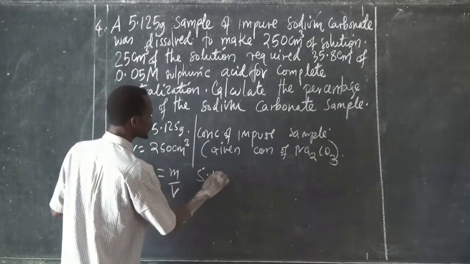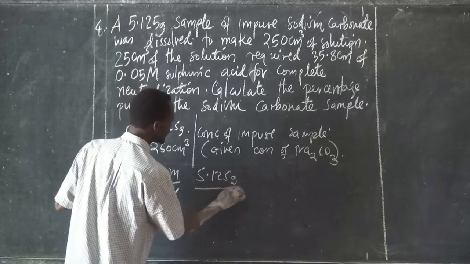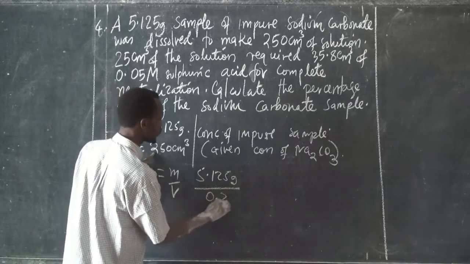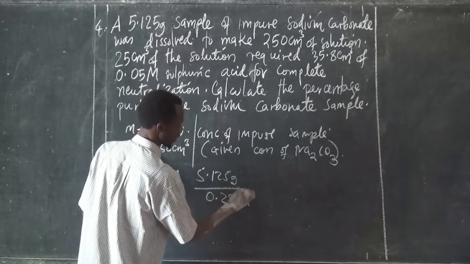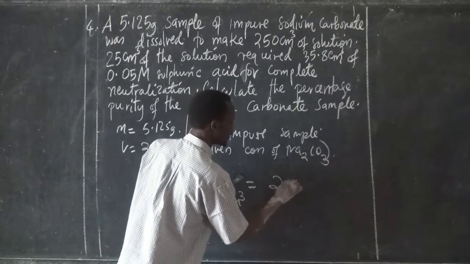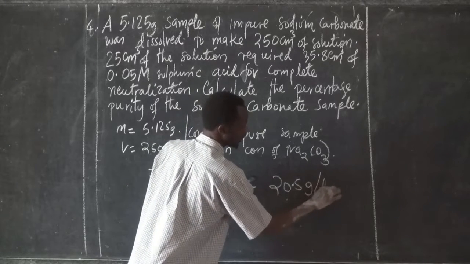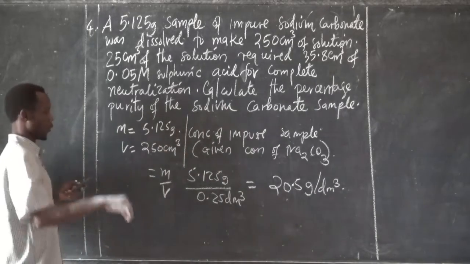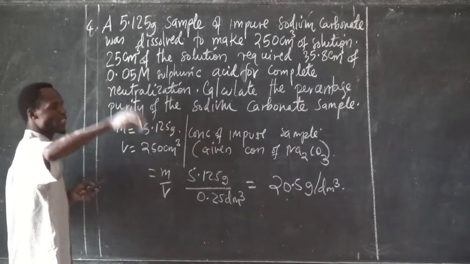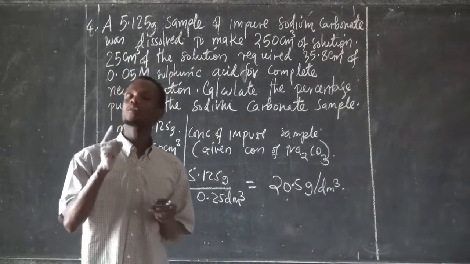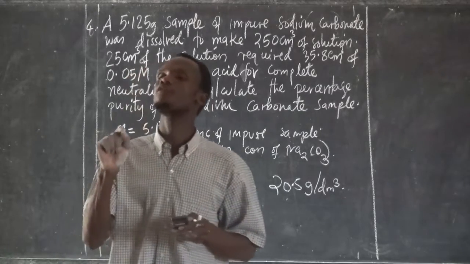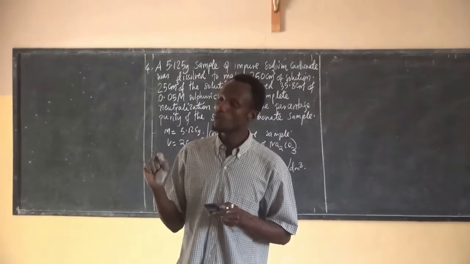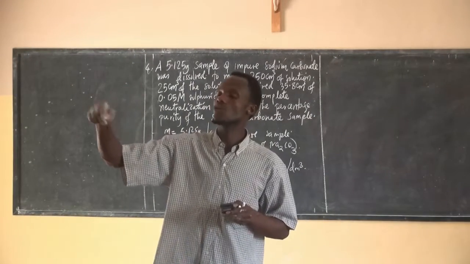Mass is 5.125 gram, divided by volume. Divided by 1000, which is equal to 0.25 decimeter cubic. That gives 20.5 gram per decimeter cubic. Now this is called the concentration of impure sample or given concentration. After that, you have to calculate the concentration of pure. That is called calculated concentration.